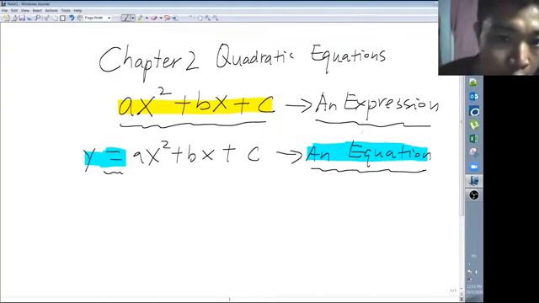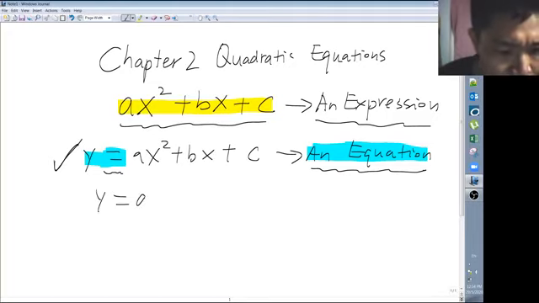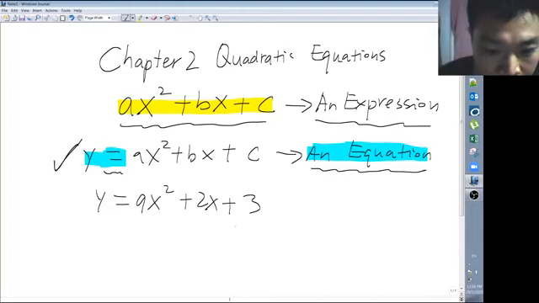Today I'm going to talk about quadratic equations, so I will focus our attention on this. A quadratic equation should be in this format. Some examples of quadratic equations: you can have, let's say, y equals 9x squared plus 2x plus 3, or you can also have y equals x squared plus 3.